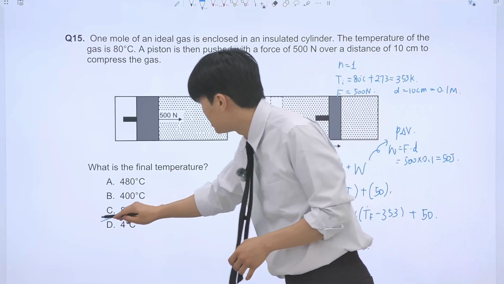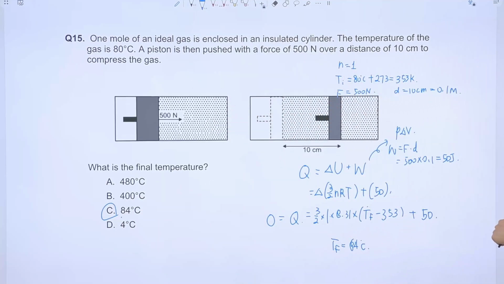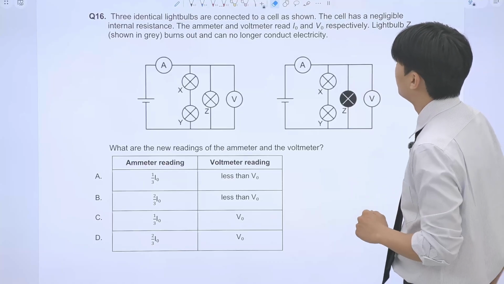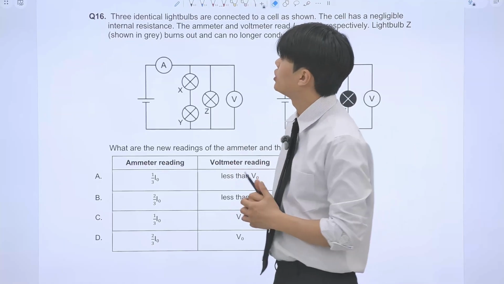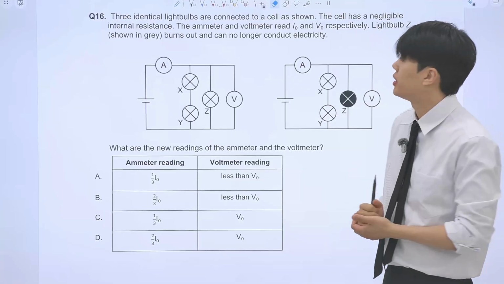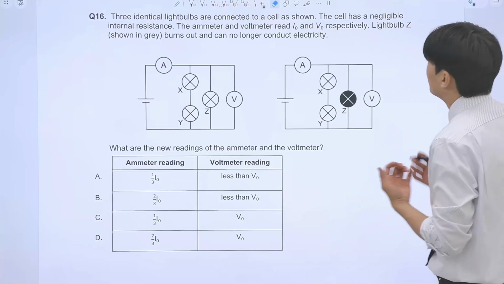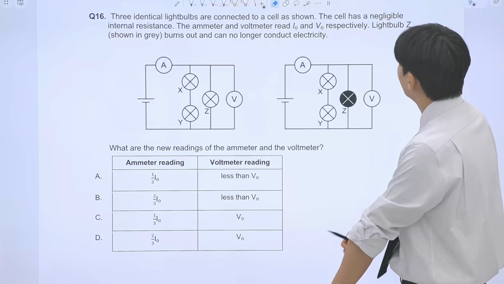So C is the correct one here. Moving to question 16, which is B.5 electricity, right? Next question, we have B.5 electricity, and especially electric circuit. I find students find it really hard, so let's go deep dive.